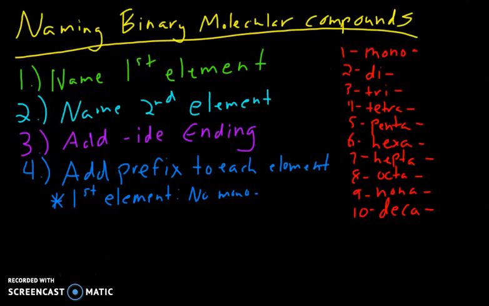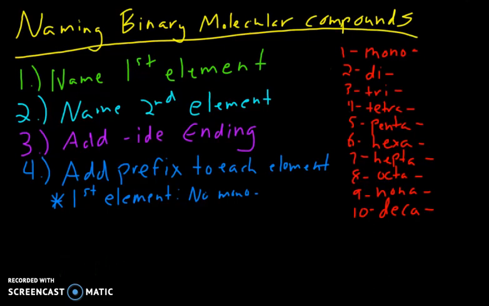All of those steps are exactly the same as when we did our binary ionic compounds, but the difference here is that we have to add prefixes to each element in our compound, and I'll show you how to do that in just a minute. Just a quick note though, a little star point here, is that if it is the first element in the compound, and there's only one of them, you do not add the mono prefix. And we'll do an example of that in just a minute.